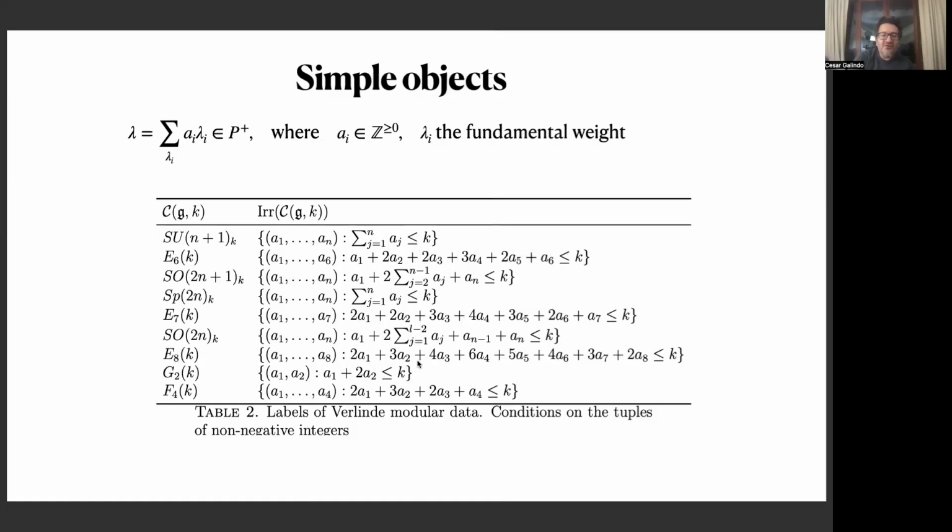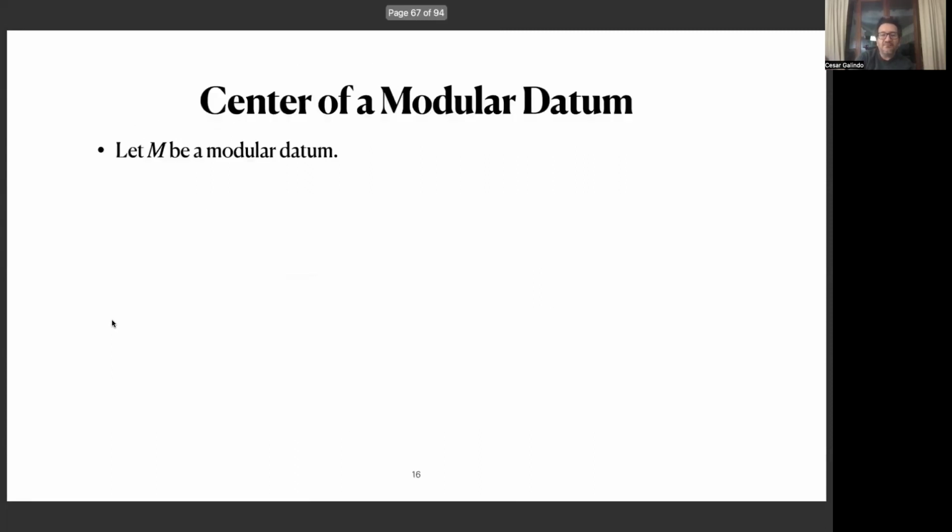And there are other conditions that appear, but it's just a basic computation. It's very useful later in order to have concrete formulas. Okay, one of the things that we need in order to apply this zesting for modular data is the notion of the center of a modular data.